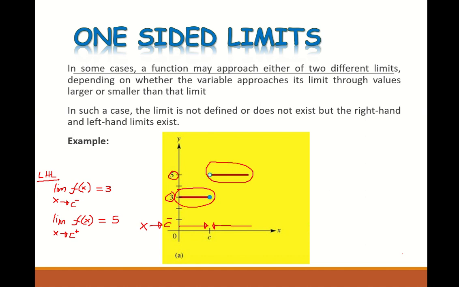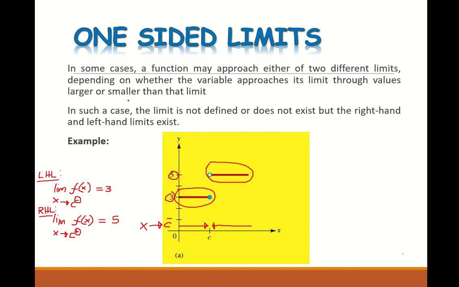And we can call the other one the right hand limit, or RHL. So the first one means coming from the left, which is indicated by this negative sign. So left hand limit. The other one is right hand limit, indicated by this positive sign.